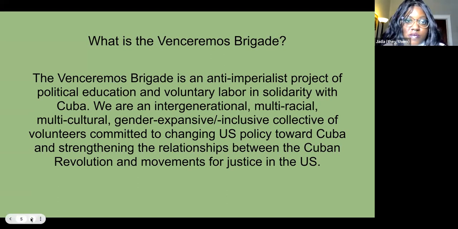And this is really important because the Venceremos Brigade has been around since 1969. That is a very long time for volunteers and organizers from all across the US who see the importance of standing in solidarity with Cuba against US imperialism and banding together to send people to Cuba who are dedicated to coming back to the United States and sharing their experiences. So that has been happening for such a long time.